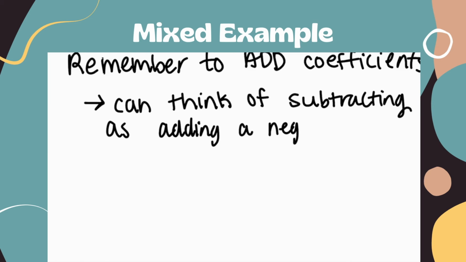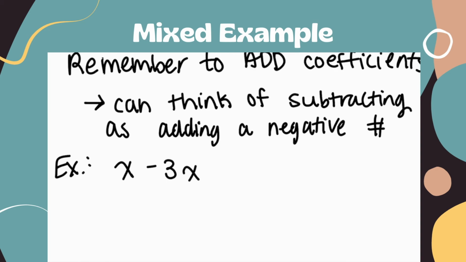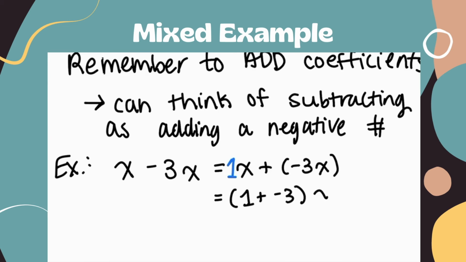And that is a personal opinion, and it probably comes back to how you were taught in elementary school. Either way, you'll get the same answer. But if you want to think of subtracting as adding a negative number, here's an example for you. We have x minus 3x, which is the same thing as x plus negative 3x, right? Same exact thing. So remember, if you have just x or any variable that doesn't have a coefficient, there's an understood 1 there. And then we just have 1 plus negative 3 x's. And when we simplify, we find that x minus 3x is just negative 2x.